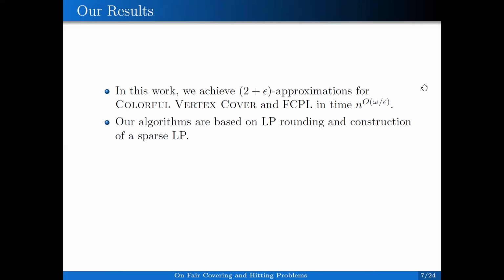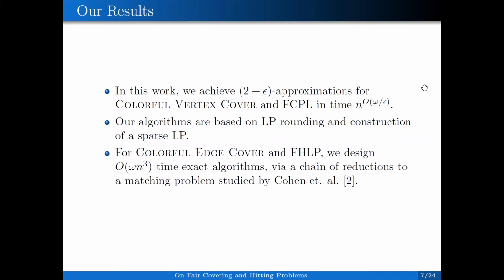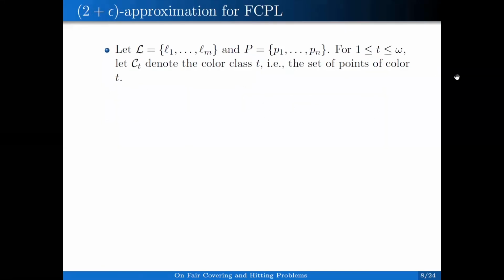Our algorithms are based on LP rounding, and in particular via construction of a sparse LP, which doesn't contain too many constraints. For the colorful edge cover and FHLP, we design polynomial time exact algorithms. And these algorithms are obtained via a chain of reductions to the colorful version of matching, which was studied by Cohen et al. Now we describe the 2 approximation for FCPL.